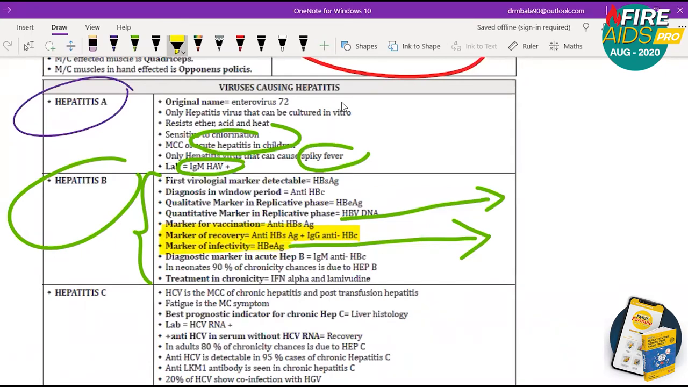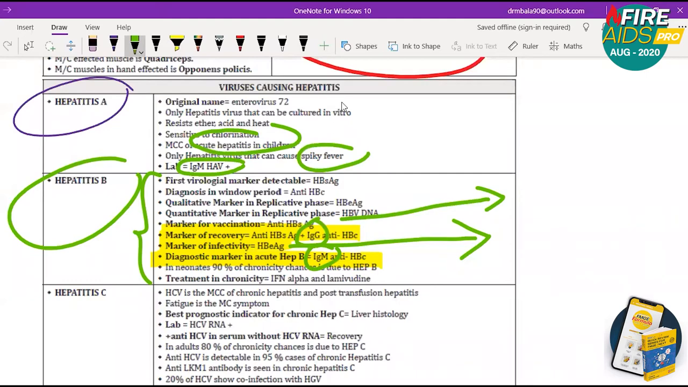So these three will be outstanding among all the markers given in this table: the marker for current infectivity, the marker for recovery, and the marker for vaccination. These three are highly essential. Now, the diagnostic marker was an old question, recently it did not appear. The diagnostic marker is IgM anti-HBc, which means the patient now has acute hepatitis B. So IgM for acute, IgG for past infection.